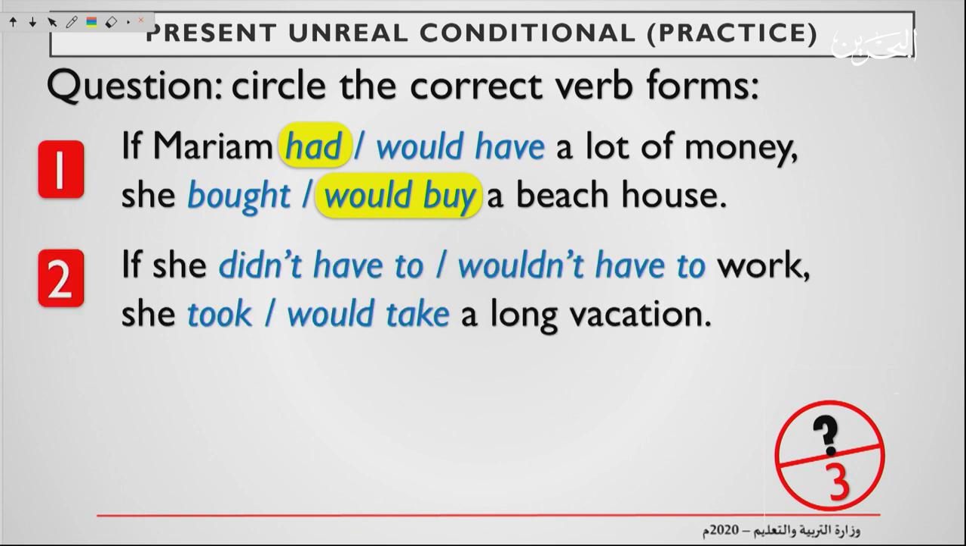All right. Two. If she didn't have to or wouldn't have to work, she took or would take a long vacation. Now you have 5 seconds to answer this. Okay, let's check the answer now. The first one is didn't have to. If she didn't have to. The second one is would take. She would take a long vacation.